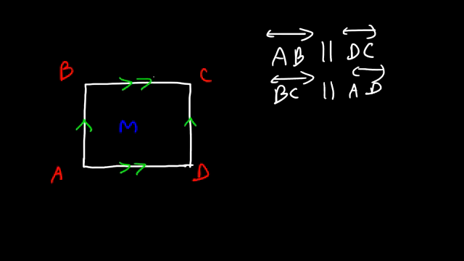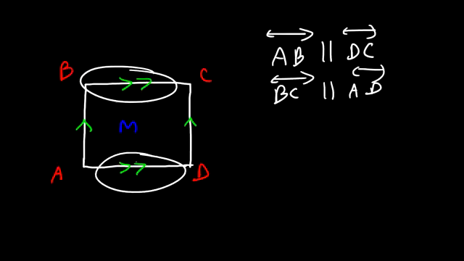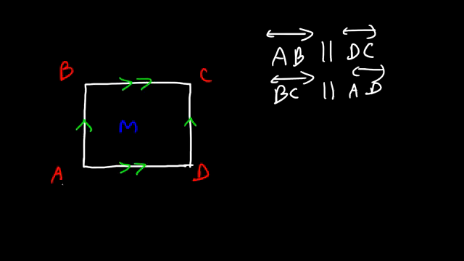And as we can see, BC and AD, they're coplanar lines. They both exist in plane M. And AB and DC, they're also coplanar. They exist in the same plane.